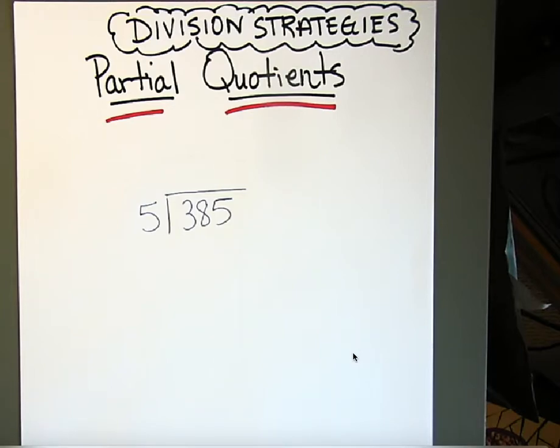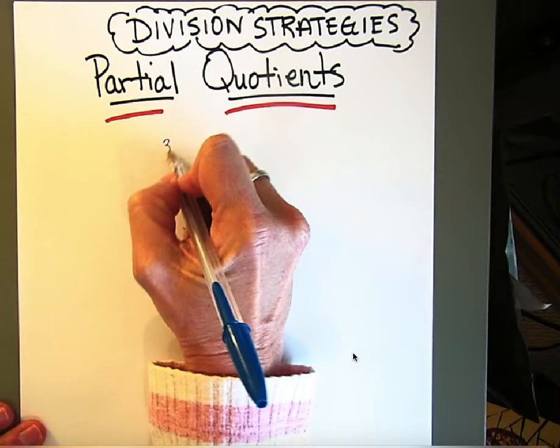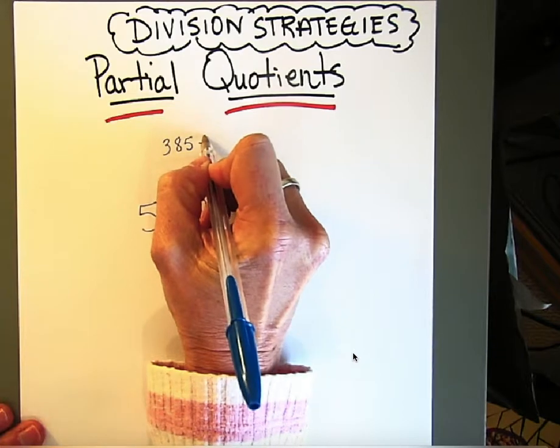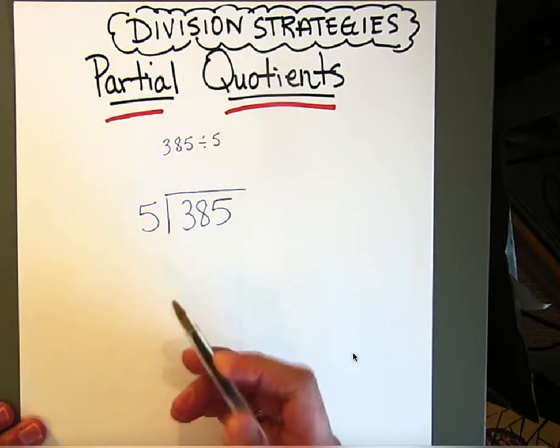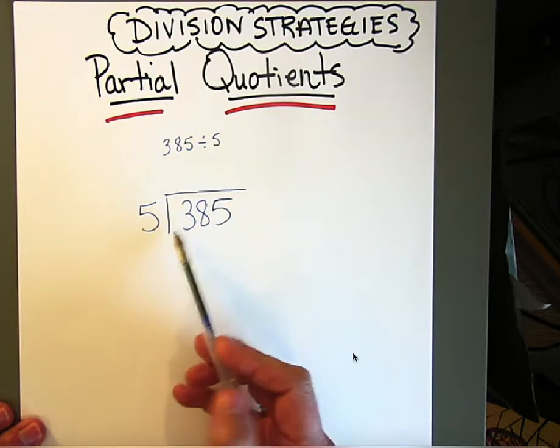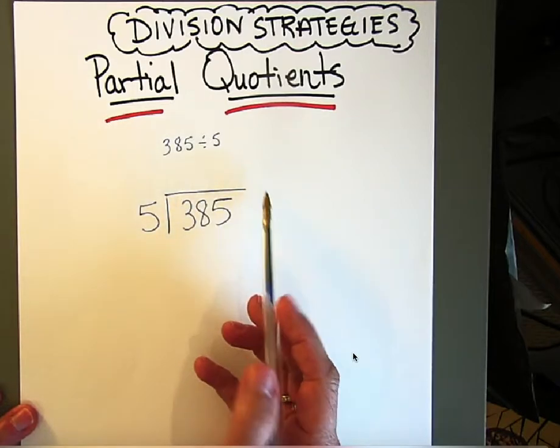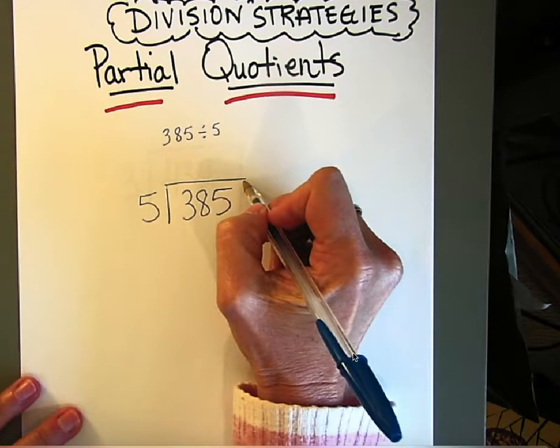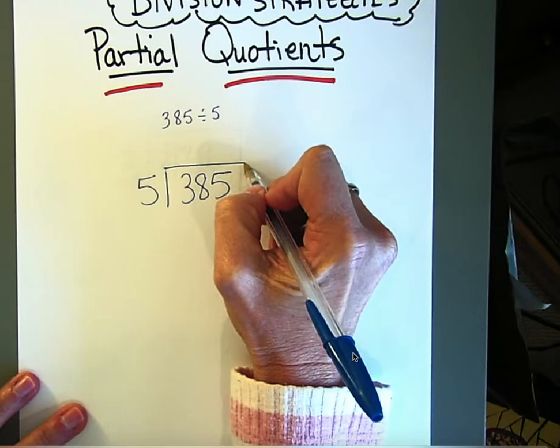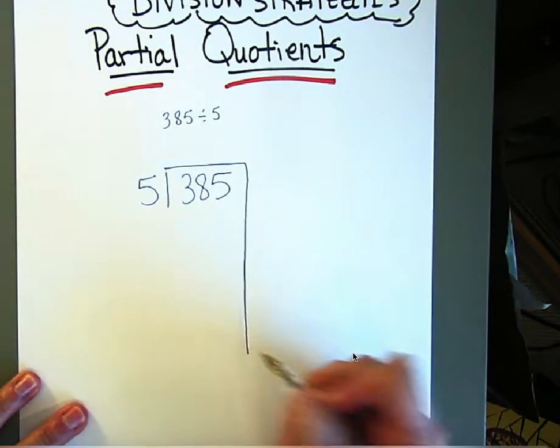Okay, so today we're going to look at division, and I want to specifically talk to you about a strategy called partial quotients. So, this is taking the division problem, if it was 385 divided by 5, and then we're going to place it under the little house, okay? And then what I'm going to do is draw a long line down.